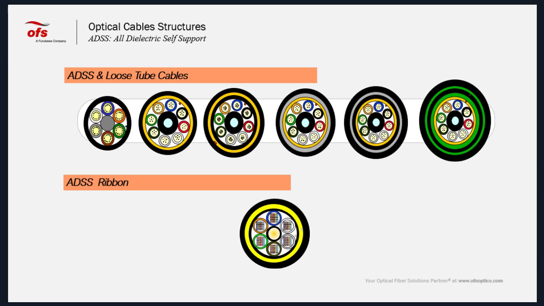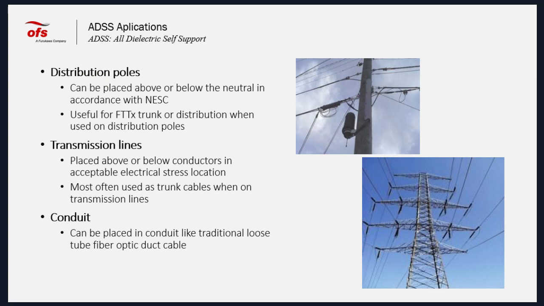We have different designs, either loose tube or ADSS ribbon cable, and we have different kinds of ADSS applications. We can use them with distribution poles. It can be placed above or below the neutral in accordance with the NESC, and it is especially useful for FTTX trunk or distribution networks, which are used on distribution poles. It can also be used on transmission lines for a backbone to connect between cities, and it can also be used inside a conduit like a regular cable.